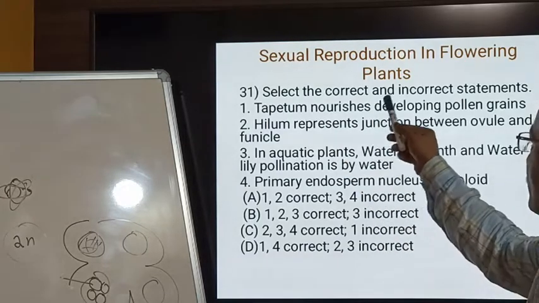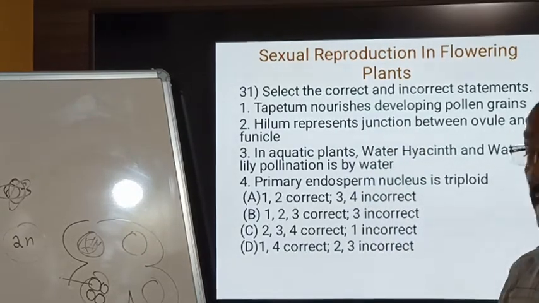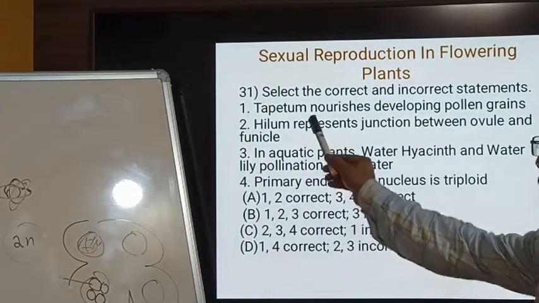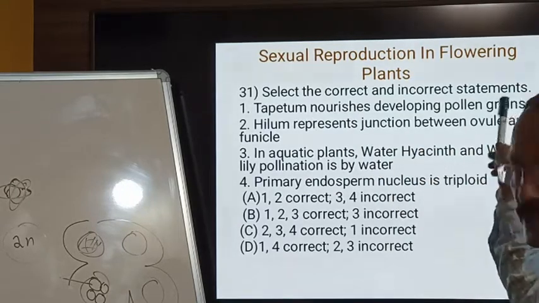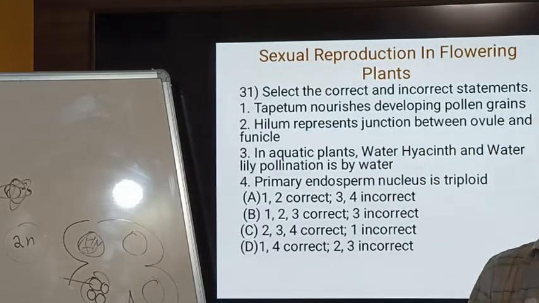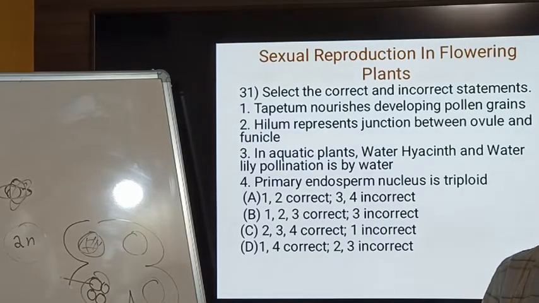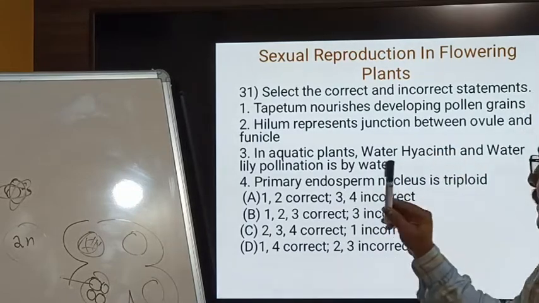Select the correct and incorrect statements. We should carefully read the statements. Tapetum nourishes developing pollen grain. Yes, of course, we have understood. Tapetum is the inner wall layer of the anther, so it provides nourishment to the developing pollen grain.